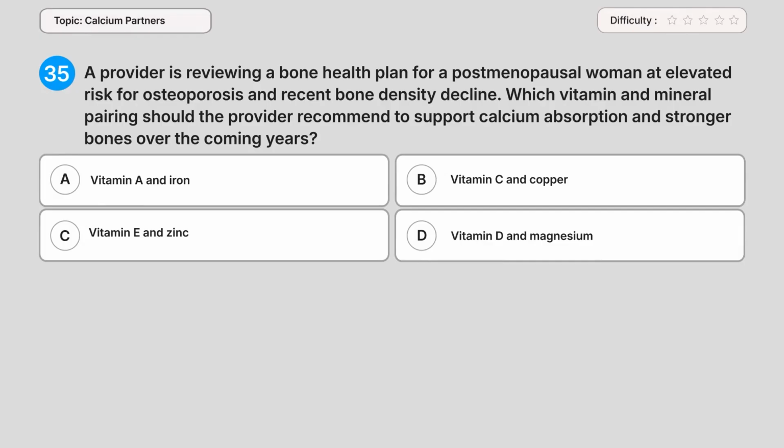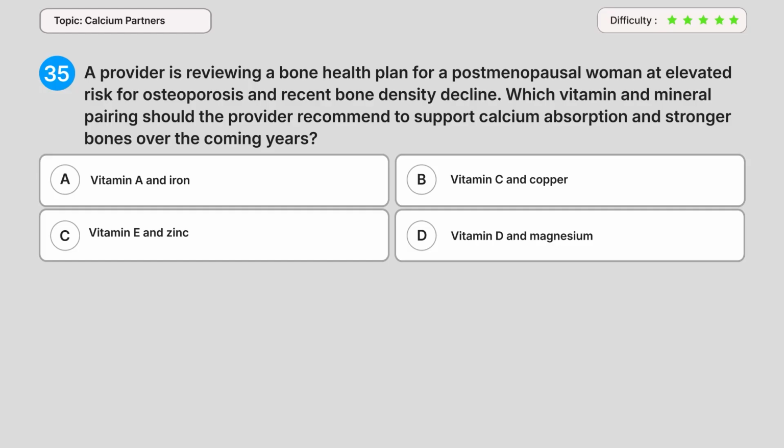35. A provider is reviewing a bone health plan for a postmenopausal woman at elevated risk for osteoporosis and recent bone density decline. Which vitamin and mineral pairing should the provider recommend to support calcium absorption and stronger bones over the coming years? A. Vitamin A and iron.